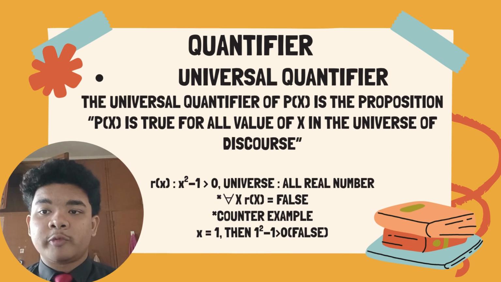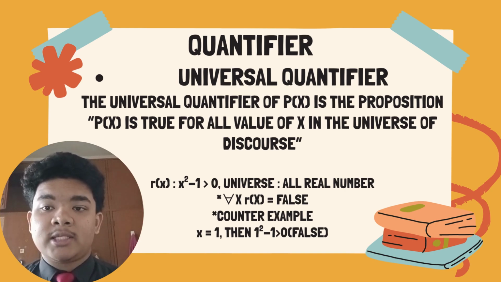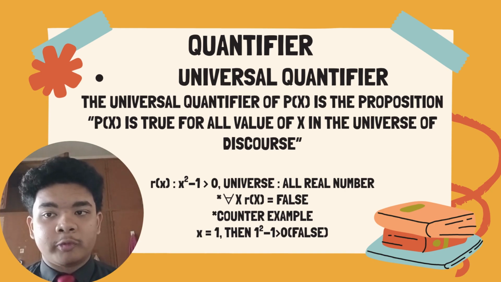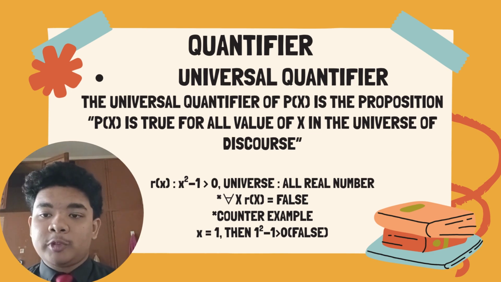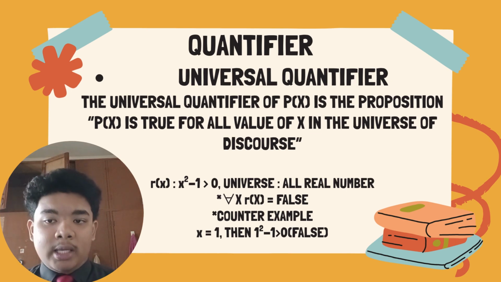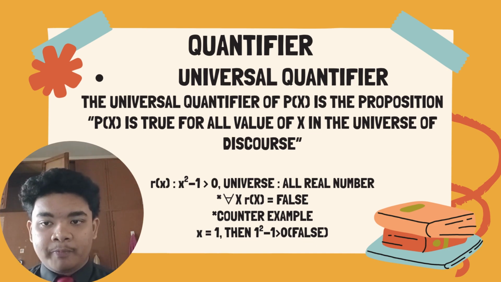Topic 2 is about quantifiers. Universal quantifier. The universal quantifier of P(x) is the proposition that P(x) is true for all values of x in the universe of discourse. For example, the question is R(x): x square minus 1 greater than 0, universe all real numbers. For all x, R(x) is false.